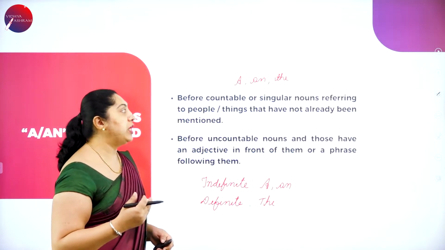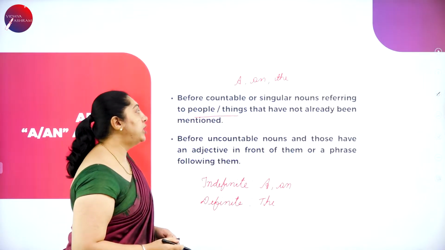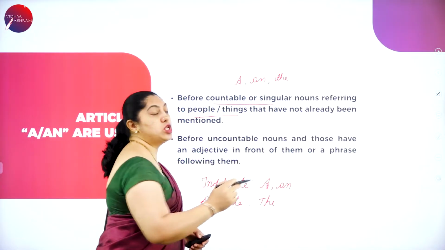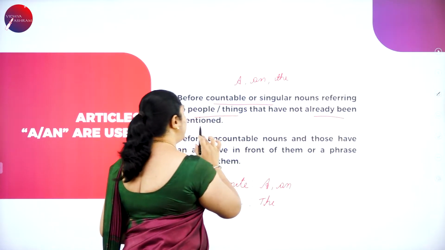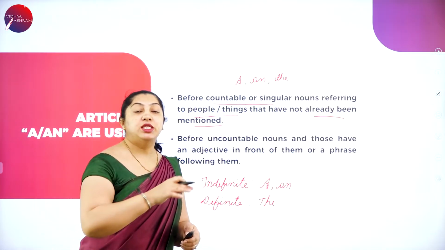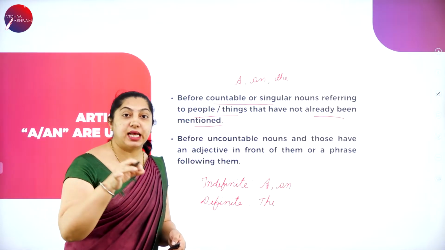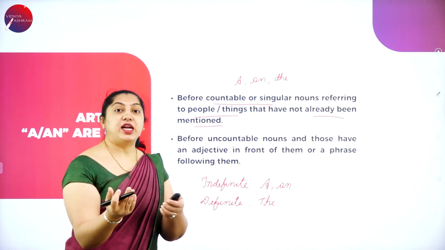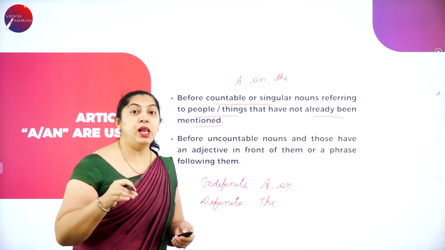Before countable or singular nouns referring to people or things that have not already been mentioned. So here I'm talking about the countable nouns or singular nouns which have not already been mentioned. When I say countable nouns, it is a bunch of students. There are so many students in the class. It is countable. We can get the total strength of the class by taking a count. A teacher. How many teachers are there in a faculty room? We can count and tell the total number of faculty. Those are the countable nouns.